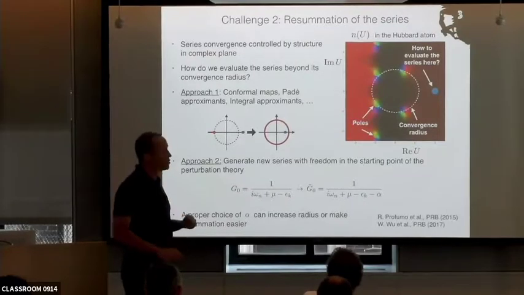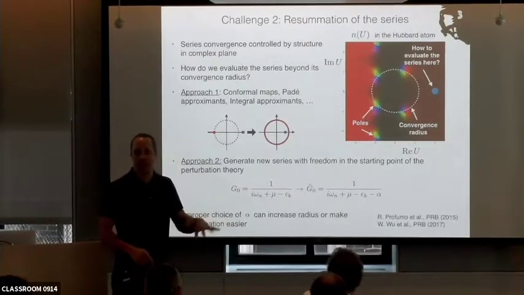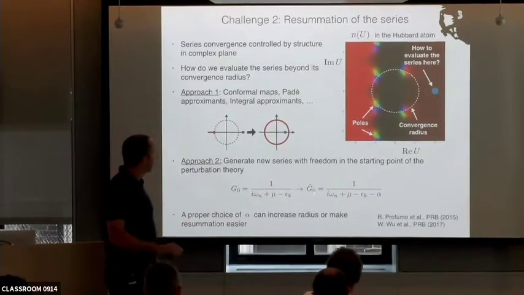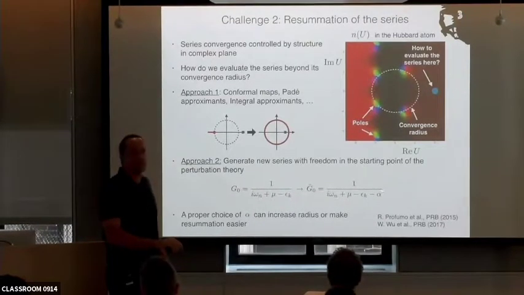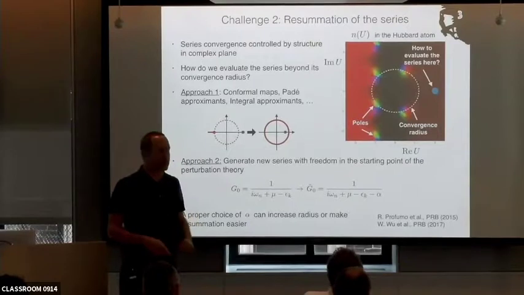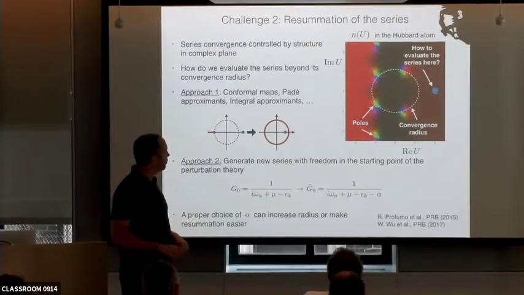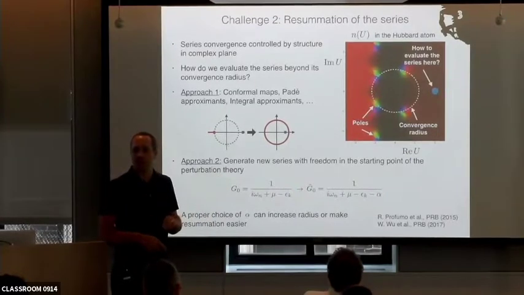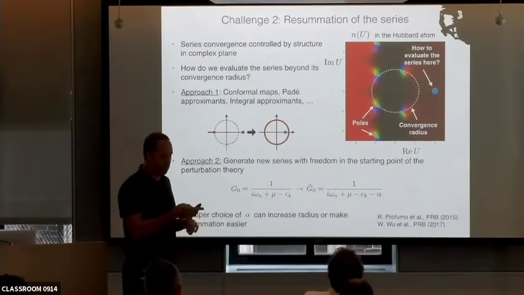Another approach is to change the starting point instead. We have some freedom, and I'll discuss this more in detail later, but we have some freedom, for example, in the bare propagator. So instead of starting with this bare propagator, which has this usual form, we can artificially shift, say, by some constant, say an effective chemical potential. And this changes the actual series you're computing. You have to introduce counterterms. I'll explain this more later. But this now changes the starting point, and it changes the structure of the series and the position of the pole.